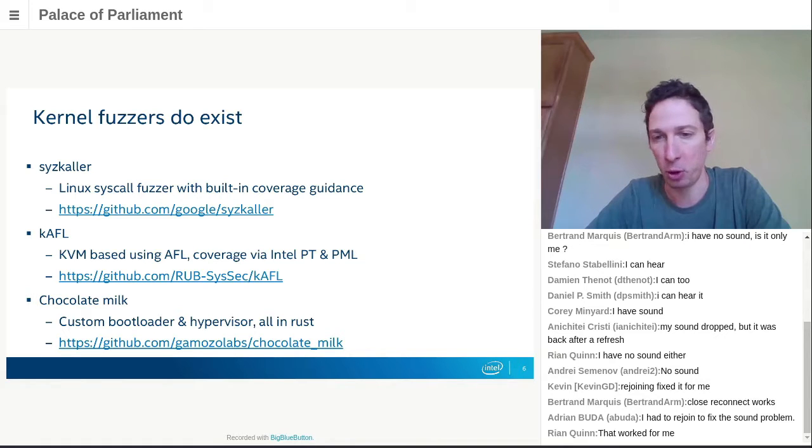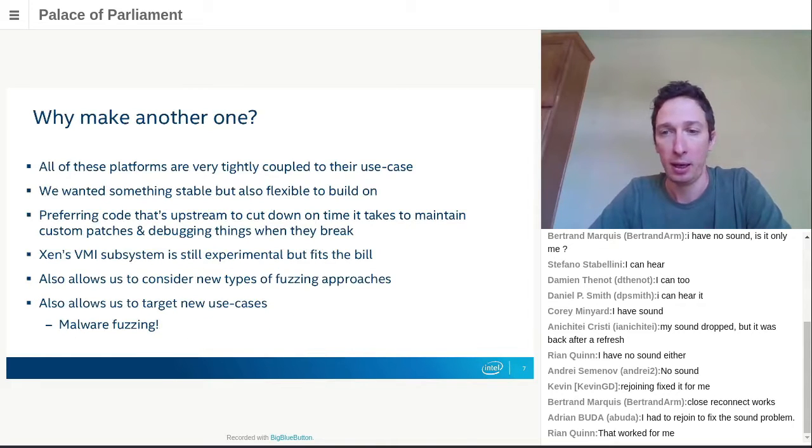kAFL and Chocolate Milk are both hypervisor-based fuzzers and also are open source. kAFL actually uses Intel PT, the processor trace feature, for recording the coverage trace for the kernel. Chocolate Milk is a very new one. It's all written in Rust and it looks really awesome, but it's very experimental and might not necessarily be the easiest tool to use for your average developer. And that's really one of the motivations why we are making another one here.